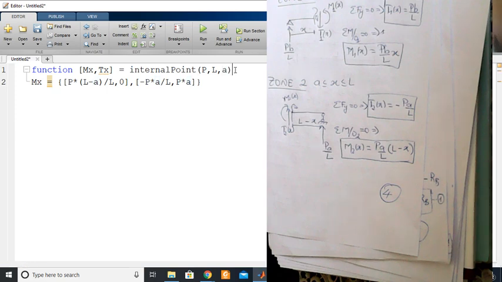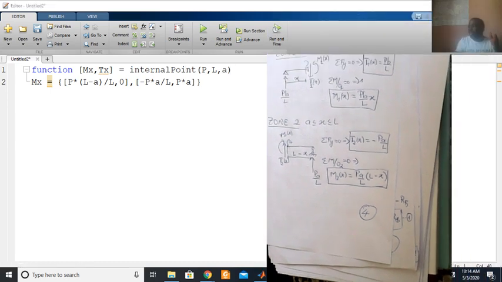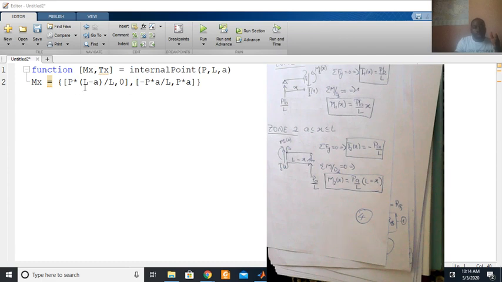The moment distribution, the maximum moment, will be this one for the first zone, and it will be this one for the second zone. So it will be P times (L minus A) on L times X for the first zone, and negative P times A on L times X plus P times A for the second zone. Okay, so that's it for M of X.